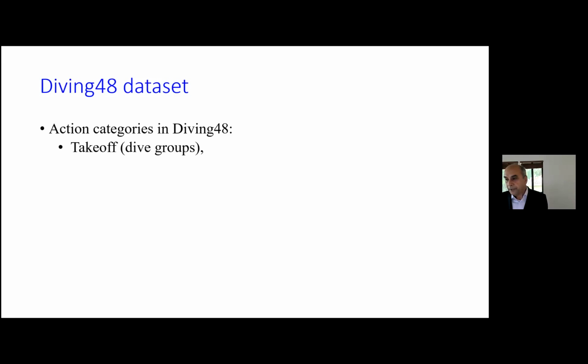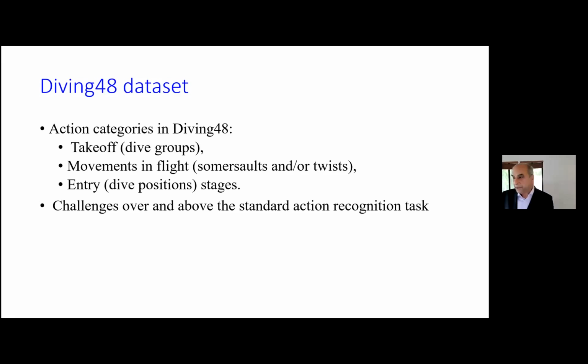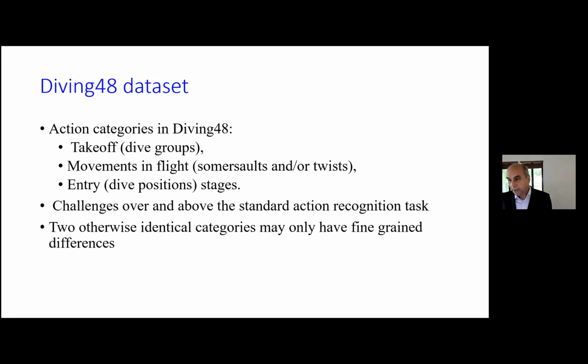Okay. Now this dataset, the Diving dataset, is pretty interesting because it has these 3 main stages: takeoff, which is a dive group; movements in flight, which is somersault and other twists; and entry, which is dive positions, different stages. So this is much more complex because this is a fine-grained classification. Otherwise identical categories may only have fine-grained differences. They look the same, actually, you will see. And so it's limited only to 1 of the 3 stages.